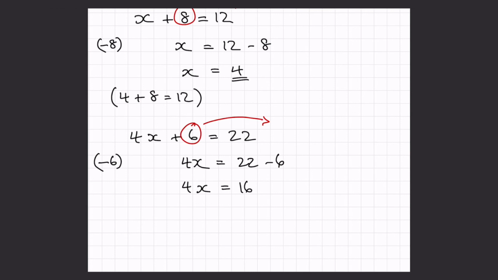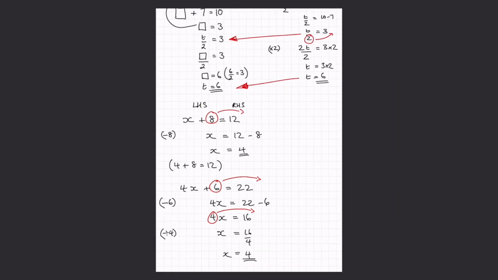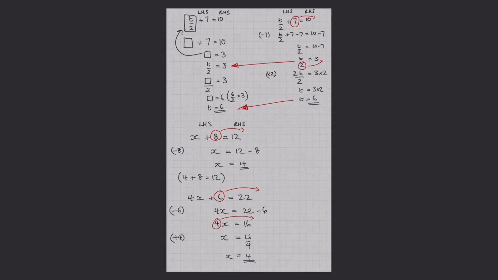Now I want to get this 4 over from the left-hand side to the right-hand side. The opposite of multiplying by 4, because it's 4 lots of x, is dividing by 4. So I'm going to divide by 4. I get x on its own. I've got 16 divided by 4. X must equal 4, and there's the solution. So that's how you can solve one-stage and two-stage equations.